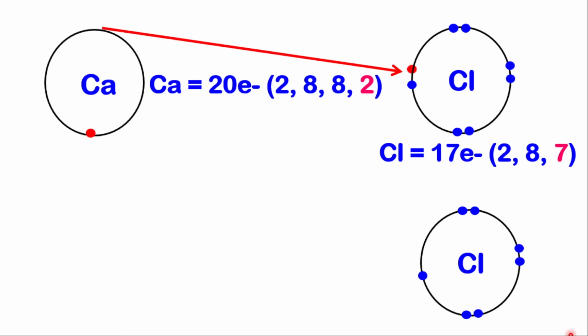You notice the electrons are being transferred. And again, in this case, we draw 2 chlorine because it requires 2 of them to receive those 2 electrons from the original calcium.